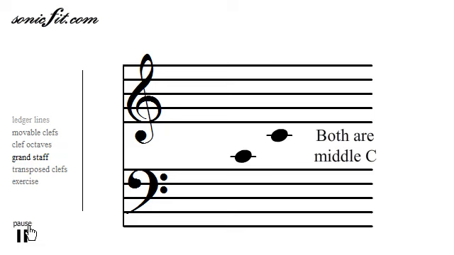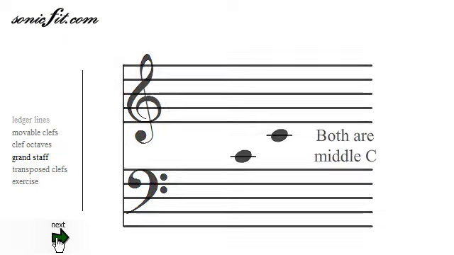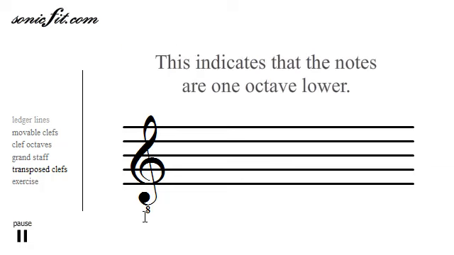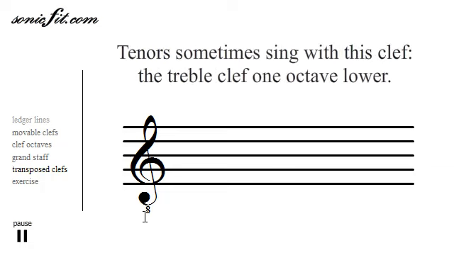This note is middle C, whether it's shown in the bass clef or in the treble clef. It's the same note. The last item to cover in this lesson is transposed clefs. Some clefs have a little 8 at the bottom, and that indicates that the notes are 1 octave lower.